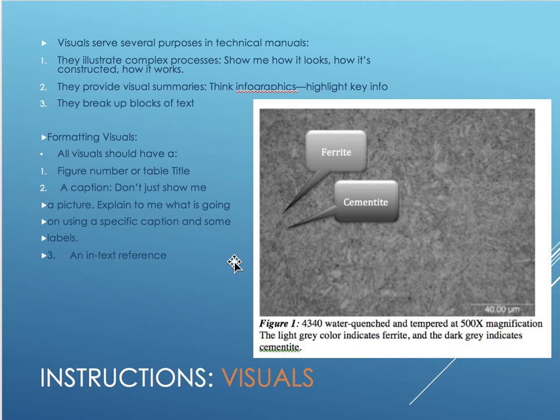Be sure that the figures are applicable to what's going on, that you've zoomed in enough, that they're clear, that they're big enough but not too big. And then remember, as far as formatting goes, make sure that they all have a number or table title. So it will be figure 1 or table 1. Make sure that they have a caption. So don't just show me a picture, explain what it is, what's going on in it, and then make sure you have that in-text reference, like I said, as seen in figure 1, as seen in figure 2. So those are the key elements to this.